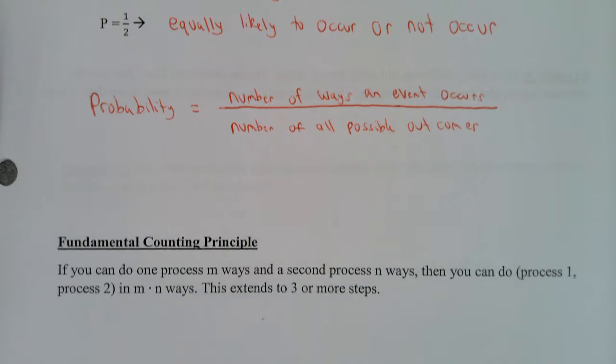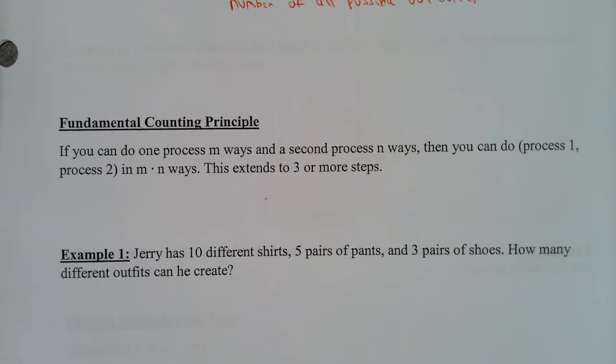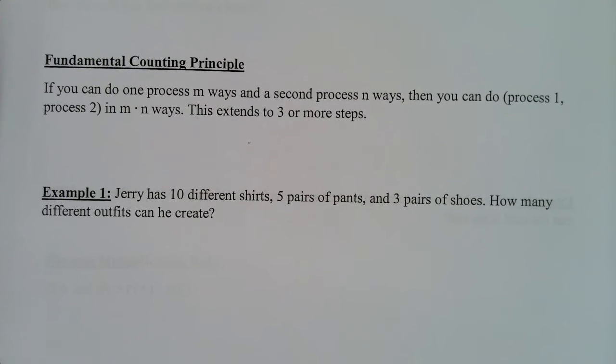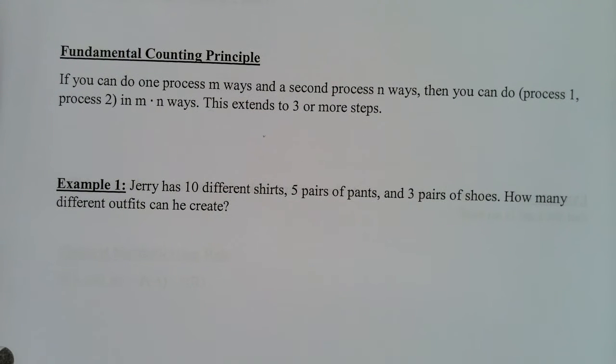Okay, so now we're going to do the fundamental counting principle. It says if you can do one process m ways, and you can do a second process n ways, then you can do process 1 followed by process 2 in m times n ways. So you multiply them. This extends to 3 or more steps.